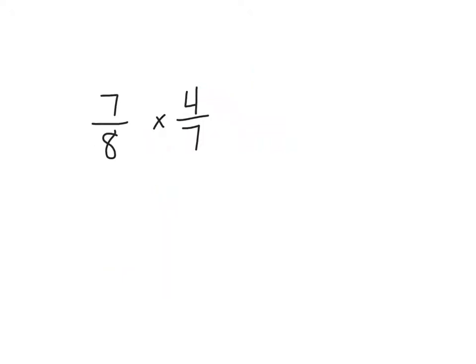Alright, so here we have a multiplication problem. Remember that when I am multiplying fractions, I just multiply straight across, and then I have to simplify. So 7 times 4 is 28, and 8 times 7 is 56. So then I have to decide what I am going to divide by to simplify.